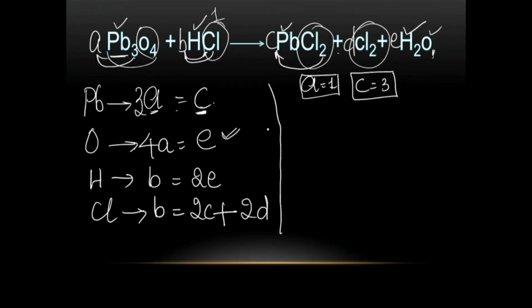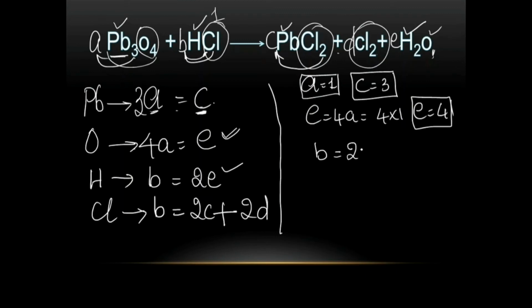This one will find E. So E equals 4A, that means 4 into 1, E equals 4. We already got C as 3. Then B equals 2 times E, so B we get as 8. Fine. Then we need to get D. We have got A, B, C, E. D we need to get. This is the only equation which connects D: B equals 2C plus 2D.